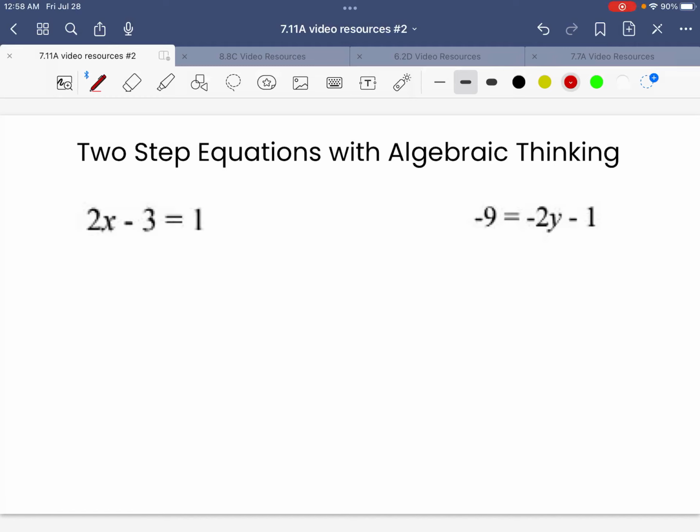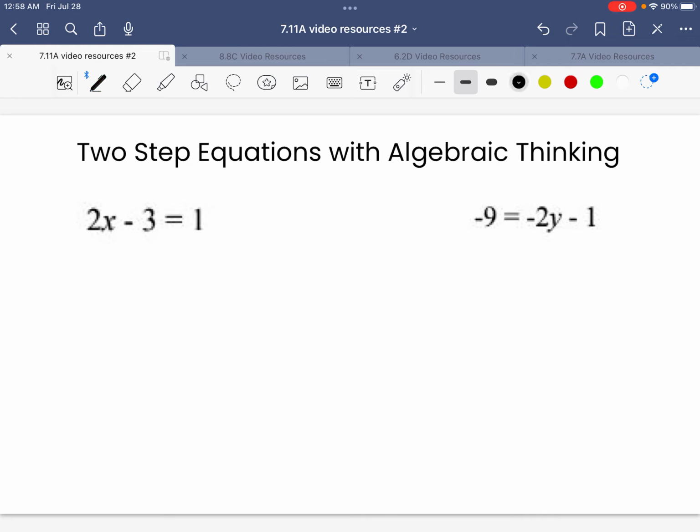Hey guys, today we're going to be looking at solving two-step equations using algebraic thinking. So far we've used algebra tiles and other representations, and today we're going to connect that with a system or an algorithm of thinking that we can use.